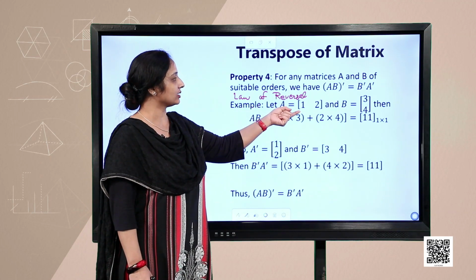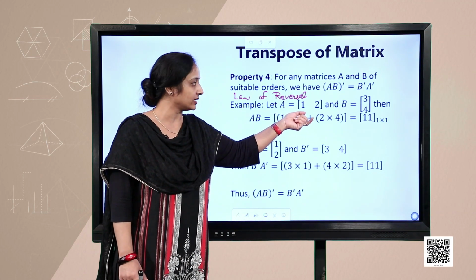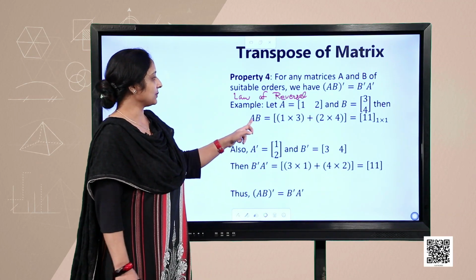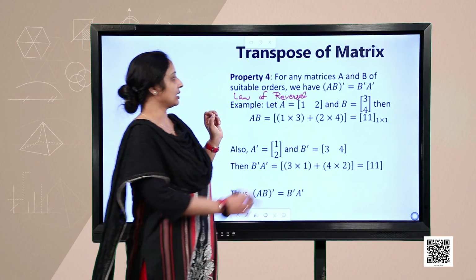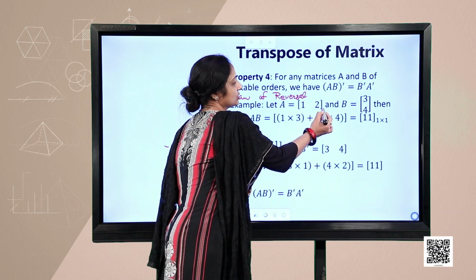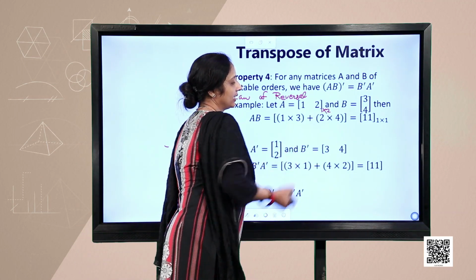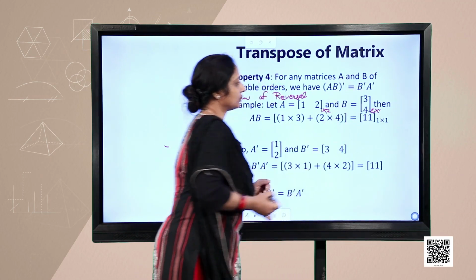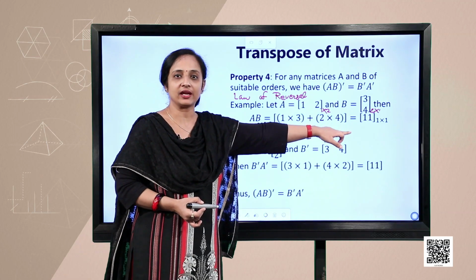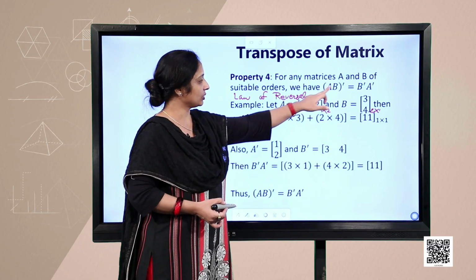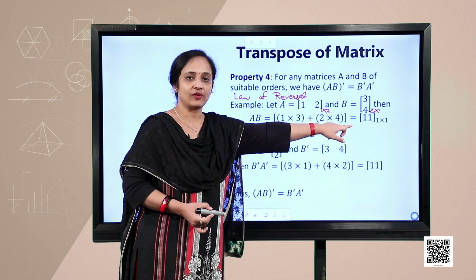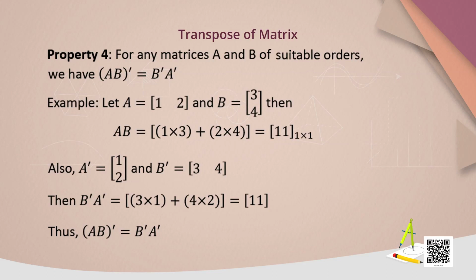So let A be a matrix consisting of two elements, 1 and 2. B is another matrix consisting of elements 3 and 4. You multiply A, B. You can check that order of matrix A is 1 by 2 and order of matrix B is 2 by 1. That means AB is going to be a 1 by 1 matrix. So 1 will be multiplied by 3 plus 2 will be multiplied by 4 and your final answer is 11, but that element 11 is to be written in the matrix notation.